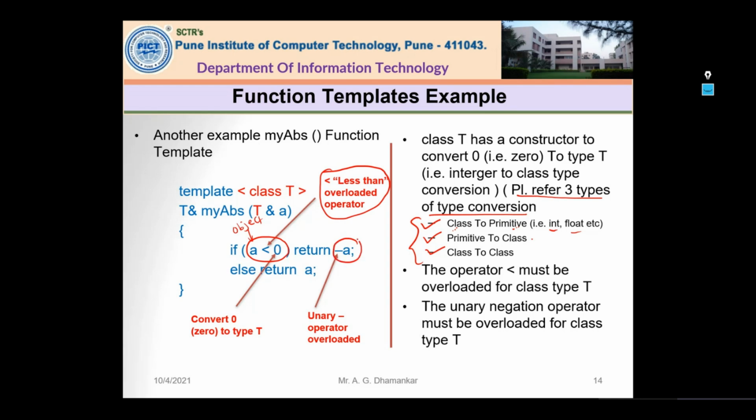Again observe this one, a is now an object and the negative of any object must invoke unary operator overloading. Unary operator overloading. So that is a very important thing that everybody must know: that the operator minus must be overloaded in class type T. The unary negation operator must be overloaded in type T here.